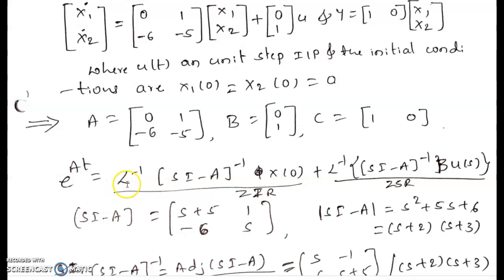x of t is equal to Laplace inverse of si minus a inverse x of 0 plus Laplace inverse of si minus a inverse b into u of s. First term is ZIR, second term is ZSR.